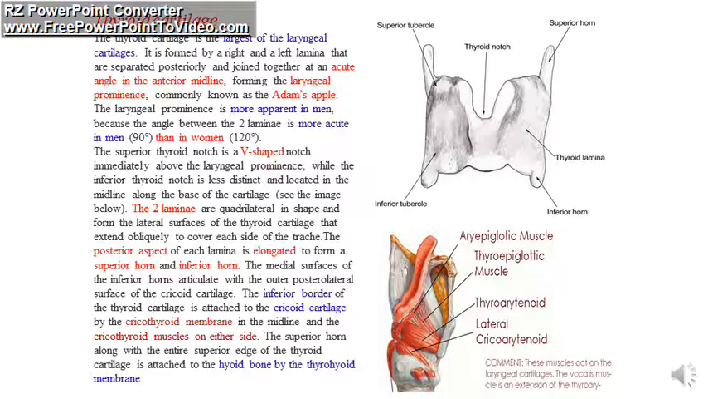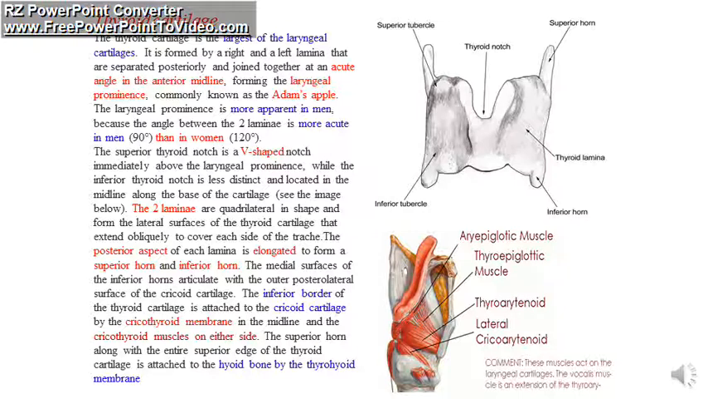Here, this is the superior thyroid notch, which is called the V-shaped notch, immediately above the laryngeal prominence, while the inferior thyroid notch is less distinct. This is the inferior one, you see.